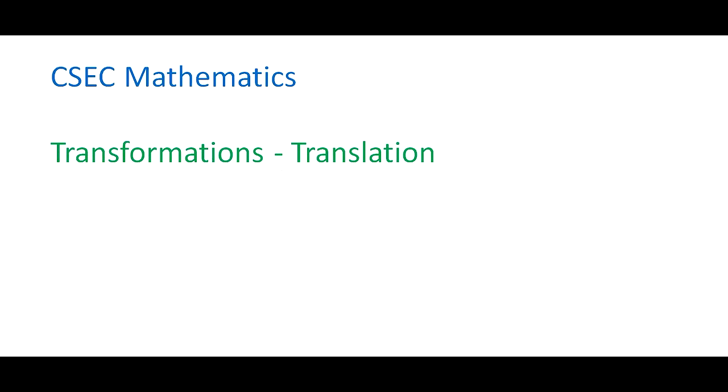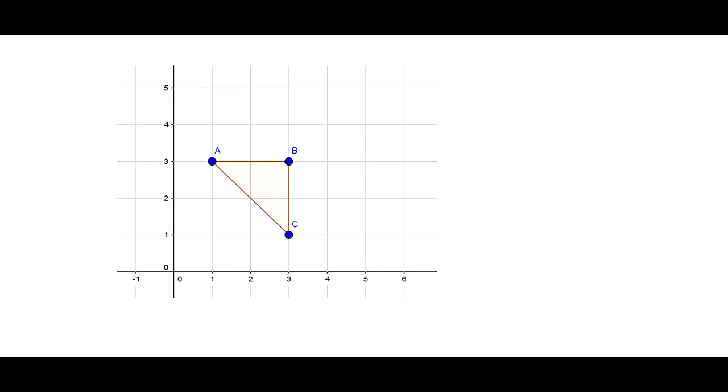Today we are going to be looking at geometrical transformations. In particular, we are going to be looking at translations. Now, suppose we have a triangle A, B, and C, and we want it to undergo a translation, which we are calling T.